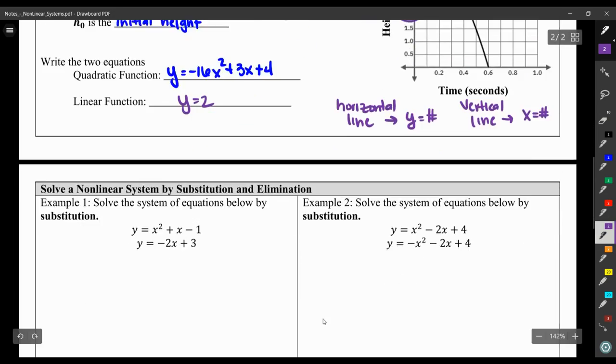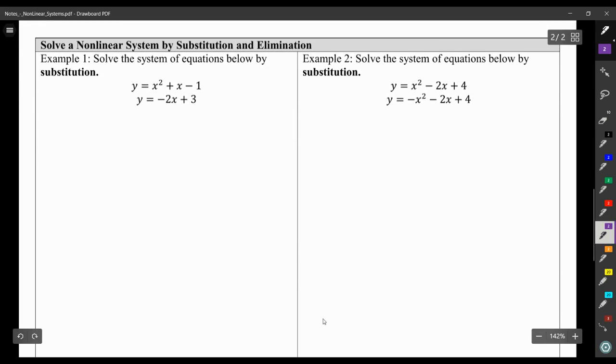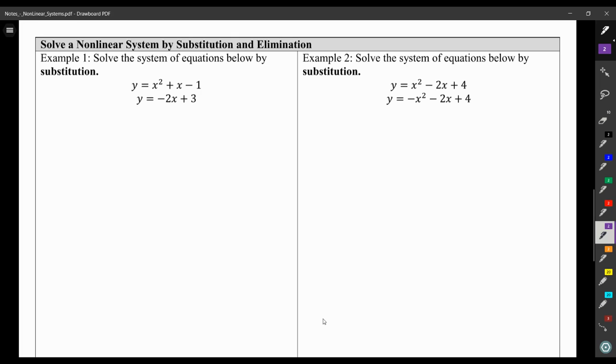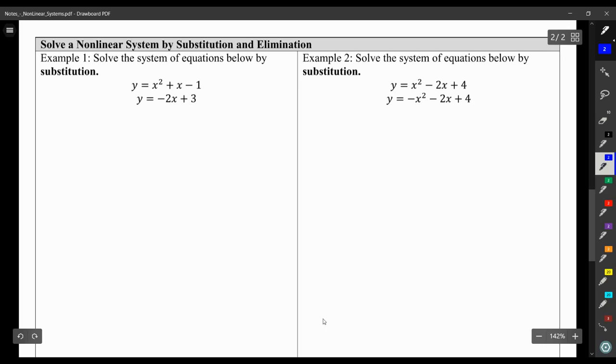Now let's look at solving these nonlinear systems. We're going to use substitution and elimination to solve. The first two we're going to do using substitution, and the bottom two we're going to use elimination. With substitution, the process itself isn't changing whether you have two linear functions, a quadratic and a linear, or two quadratics. With substitution, we're trying to replace a variable with something else.